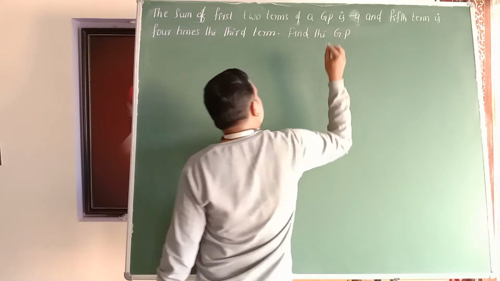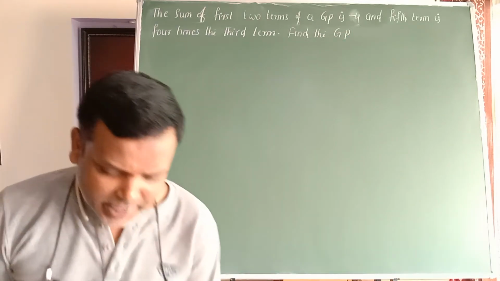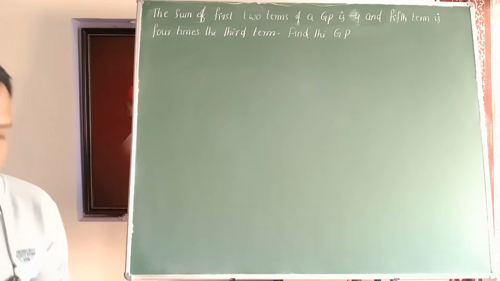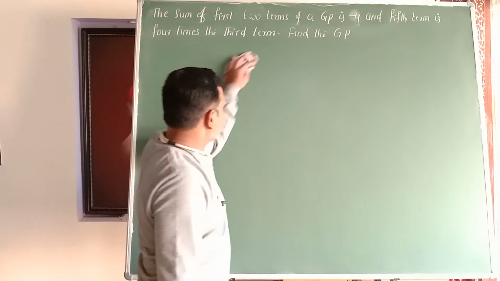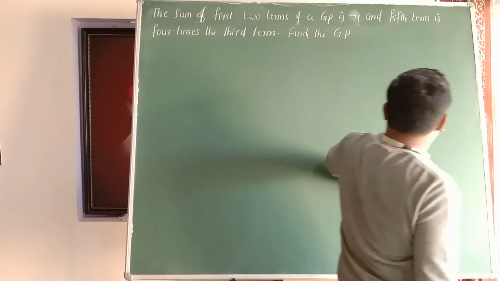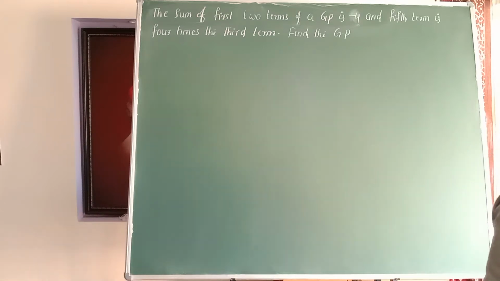I mean GP. Look here, dear children, when the question is like that, find the geometric progression or any term of a geometric progression, as I said earlier, the first term and the common ratio are necessary, right? Here they have given some conditions. What is the condition here? They have given the sum of the first two terms of a GP is minus 4 and fifth term is 4 times the third term.